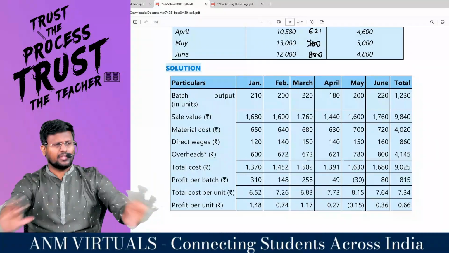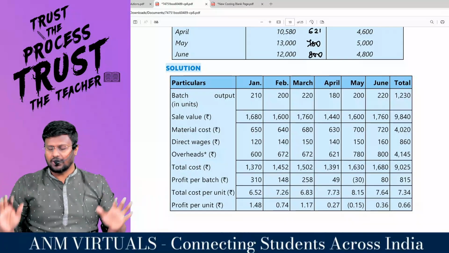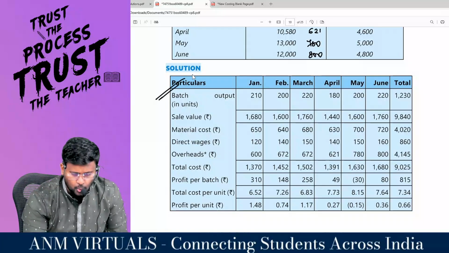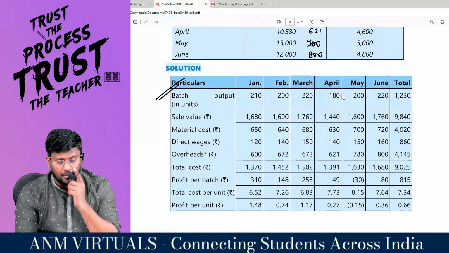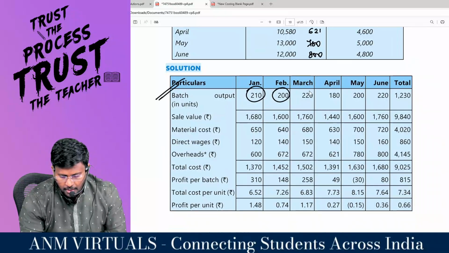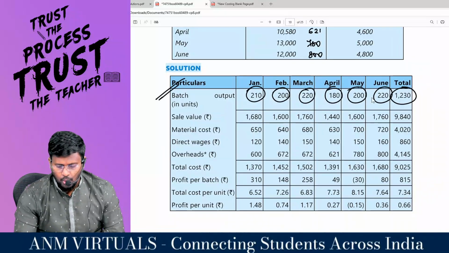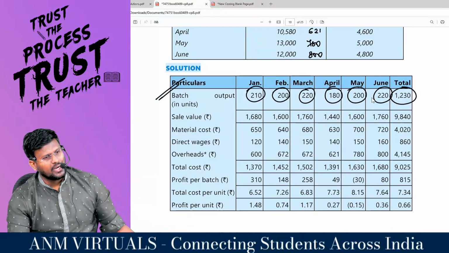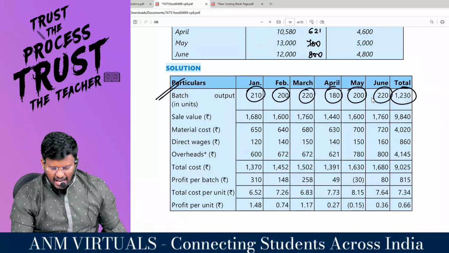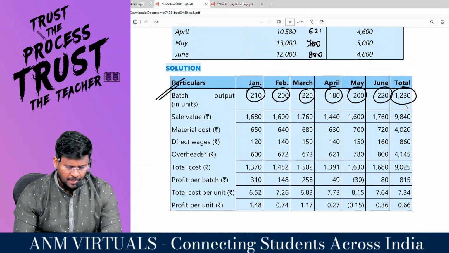Straightforward question. Everything is available in the question. You just be with me, I'll give the data. Batch output in units: January month, how many units have you manufactured? 210. February, March, April, May, June. Total comes to 1,230 units. Every unit you are going to sell at 8 per unit.